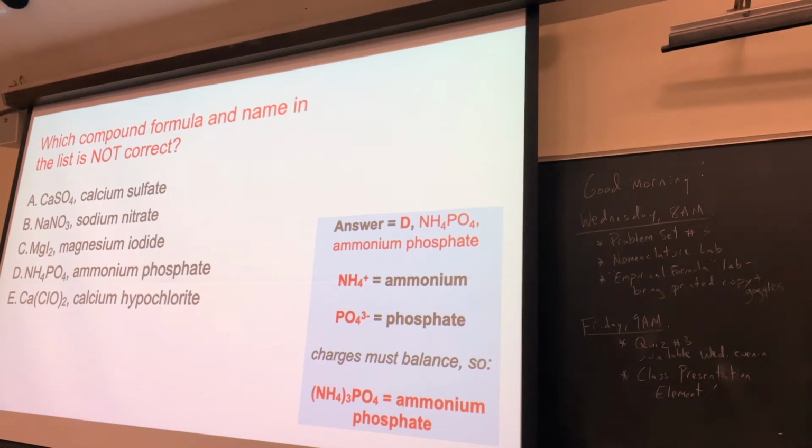These other ones are okay. Calcium +2, sulfate -2. So the positives and negatives cancel. Sodium +1, nitrate -1. So +1, -1. That's legit. Magnesium, we saw +2. Each iodide is -1. So 2 -1s for the +2. Cool. And hypochlorite is ClO -1. Well, calcium's +2, so you need 2 -1s to balance the +2. This is just one of those questions. The more familiar you are with the polyatomics and this naming, it gets easier and easier, okay?